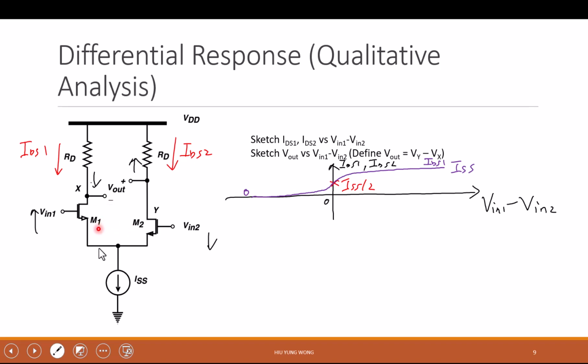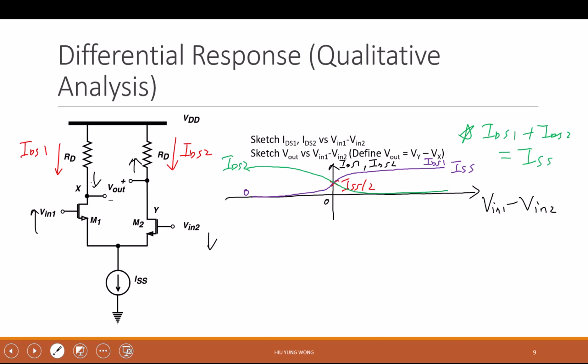Okay? So basically it's saying that you will go to a regime where this one is off. Then where does the current go? To IDS2, right? So if you go through the same reasoning, you will see this one. Okay, so it's not a good drawing, but you see that they all need to add up to ISS at any point. This is very important. At any point, IDS1 plus IDS2 must equal ISS due to KCL. That is the constitution you must obey. Okay, KCL. Okay, so good.